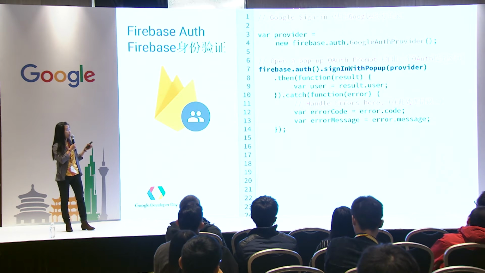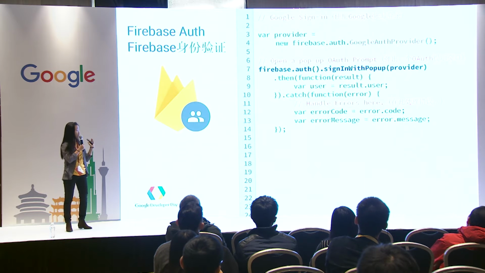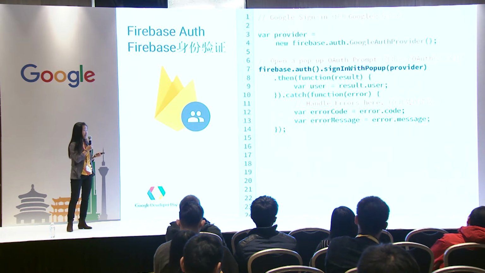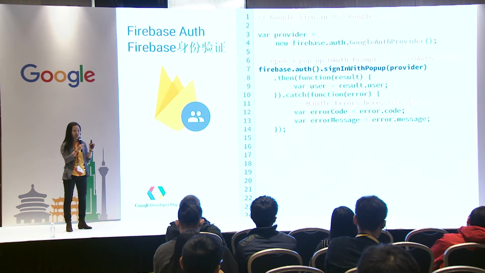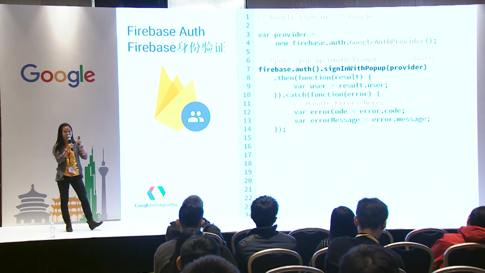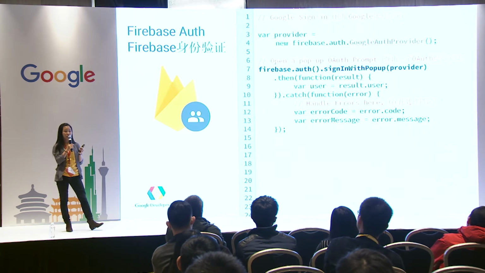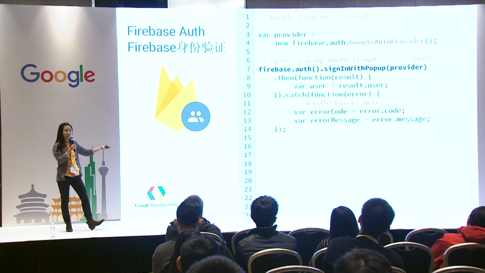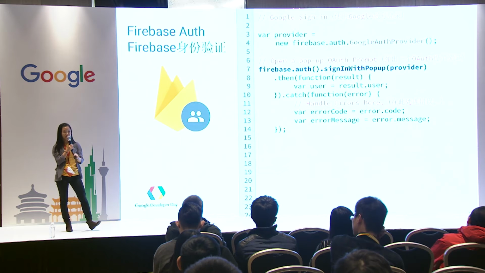Next, they call the sign in with Popup function on the Firebase Auth service and pass in the parameter that we just initialized. What this does is create a pop-up with UI asking for their Google credential. All of this then goes to Google servers, not your servers, so you don't have to worry about security and storing the user's data or knowing their password to their Google account.